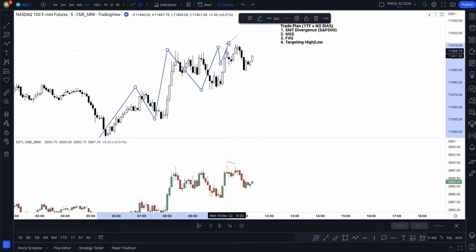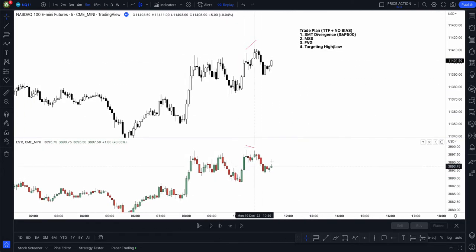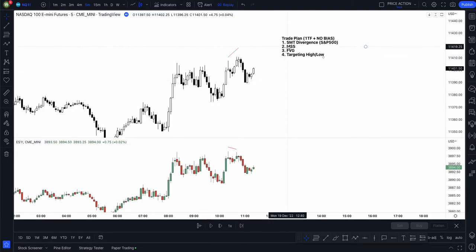But this is the key thing. Every single thing on this trade plan is extremely important. Once we have divergence, you're going to notice that there's divergence practically everywhere and anywhere. But it's important to understand that we have every other criteria in this trade plan to make sure that it gives us the high win rate we're looking for.